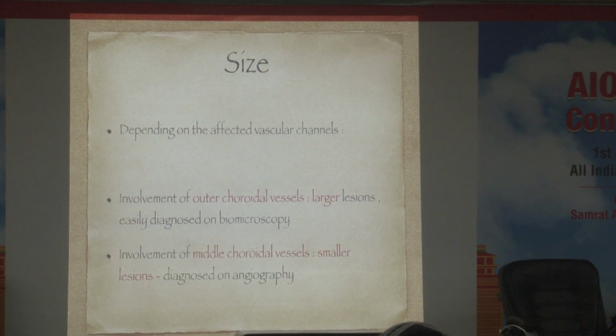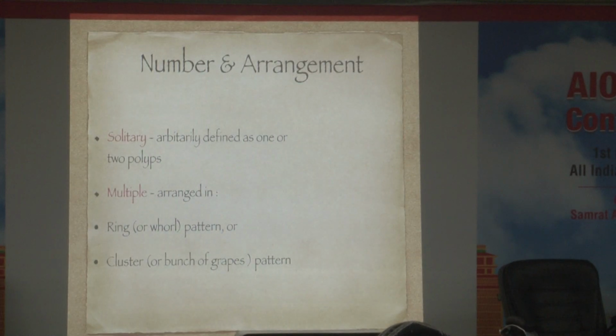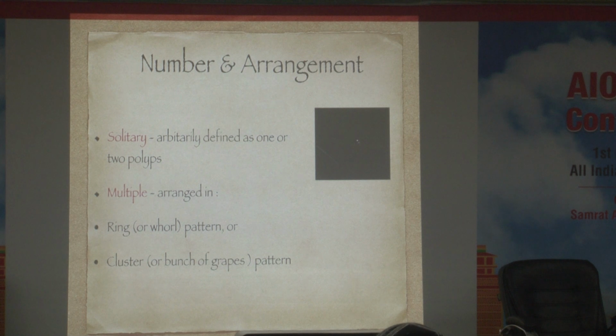On the basis of size, involvement of outer choroidal vessels results in larger lesions which are easily diagnosed on biomicroscopy, and involvement of middle choroidal vessels results in smaller lesions diagnosed on angiography. Based on number or arrangement, it can be solitary, arbitrarily defined as 1 or 2 polyps, or multiple, which can be arranged in the form of a ring or cluster.